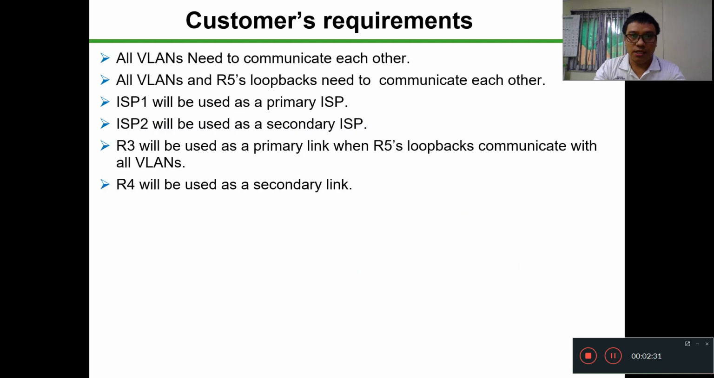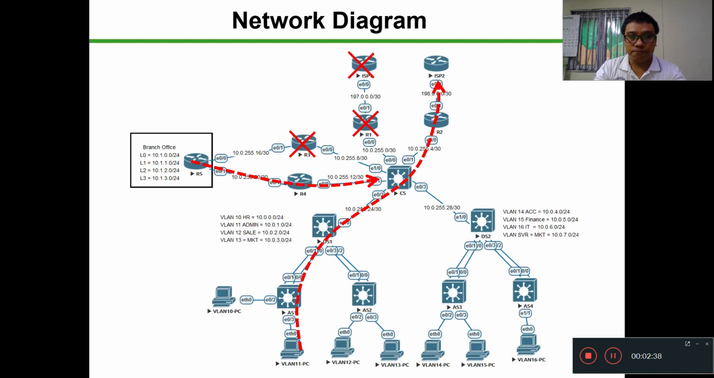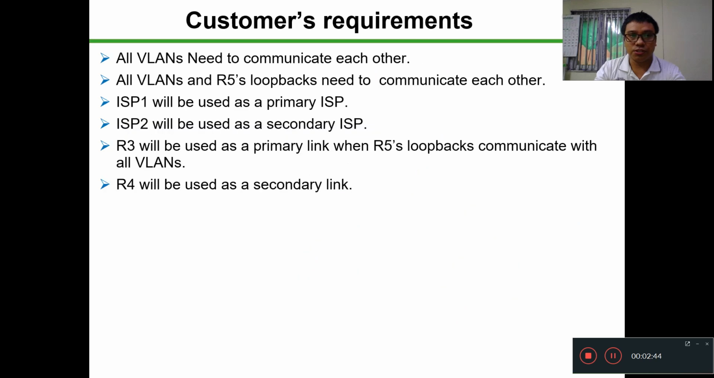Okay, let's look at the customer requirements. All VLANs need to communicate with each other. They have VLAN 10 to 17. They need to communicate with each other. So you need to configure VLAN trunk, EtherChannel, spanning tree, and inter-VLAN routing. And R5 loopback needs to communicate to all VLAN 10 to 17. ISP1 is the primary link and ISP2 is the secondary link.